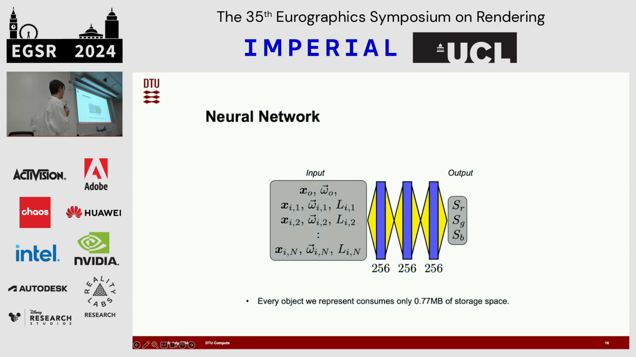This is the architecture of the multilayer perceptron model that Thomson used in his work. As input, it takes an outgoing direction and outgoing point on the surface, and for each point of incoming light, the radiance, direction, and position. And the output is a scattering operator for R, G and B.